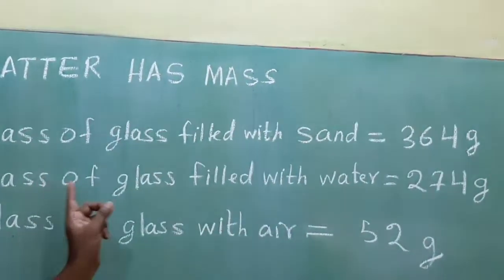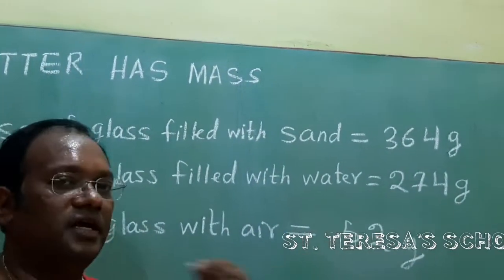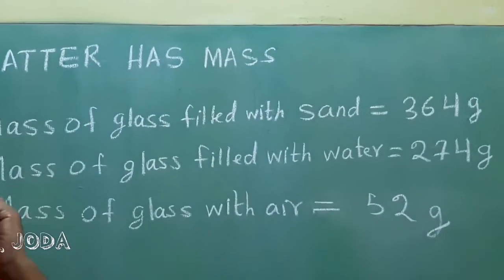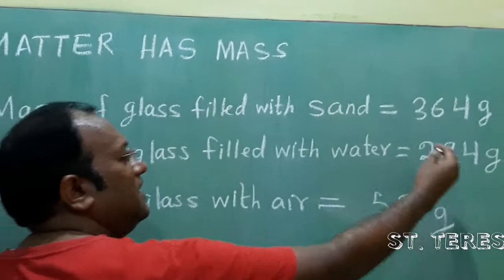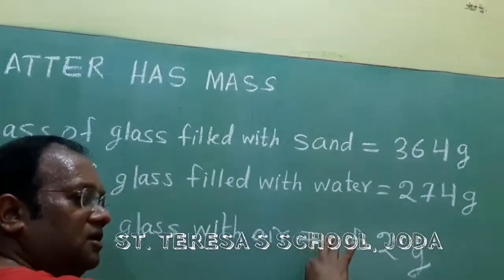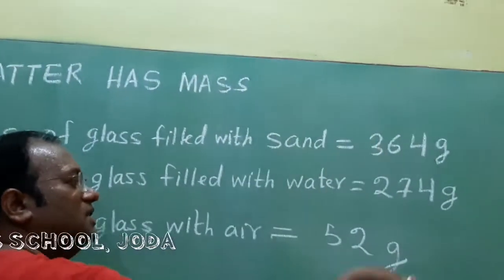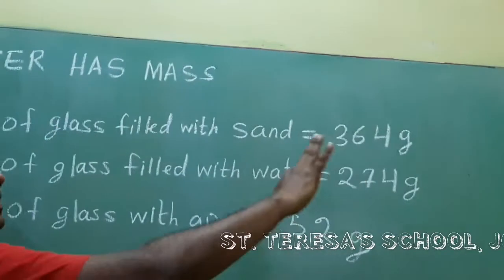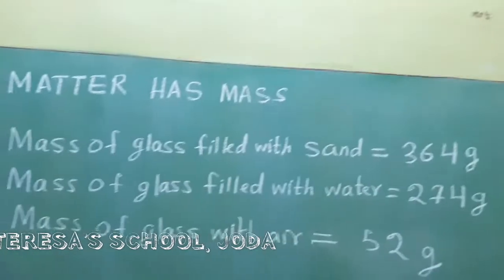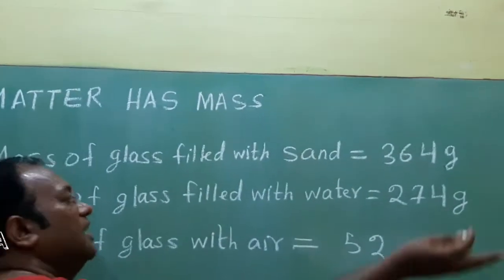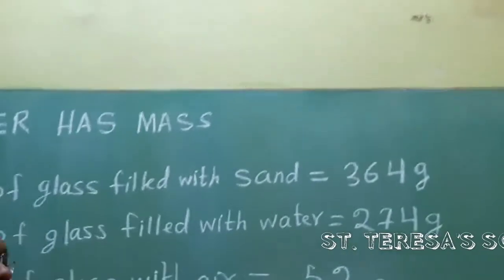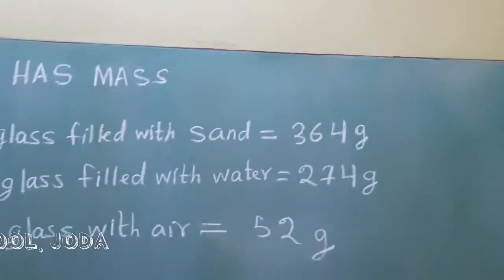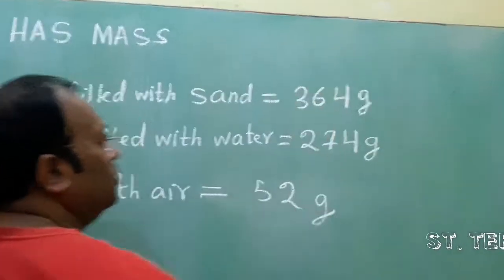When it was filled with water, its mass has increased. It has become 274 gram. So the extra mass is that of water. The water has replaced the air, and the extra mass of the water has come there. And when we have taken out the water and filled with sand, the sand has replaced the air and even the water, and its mass has come even more.